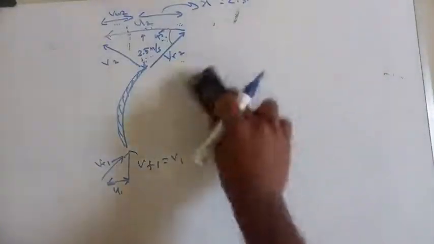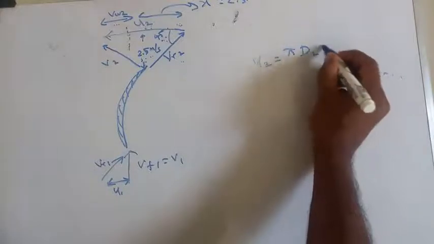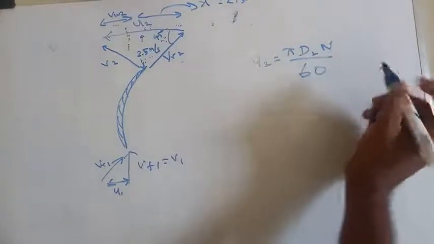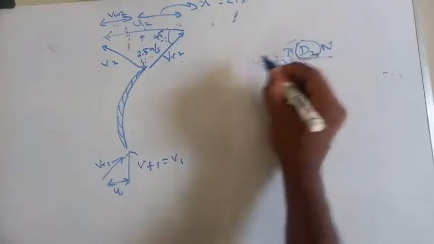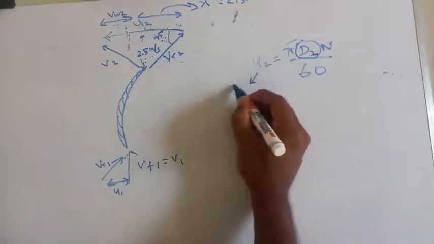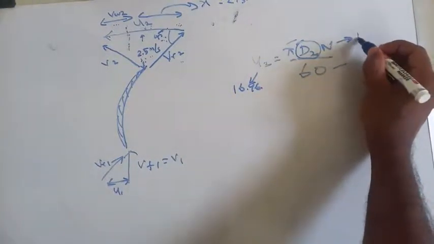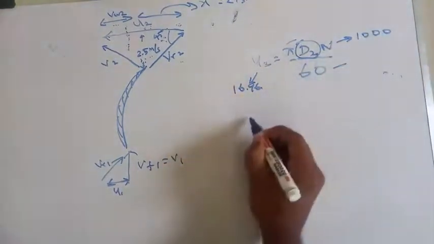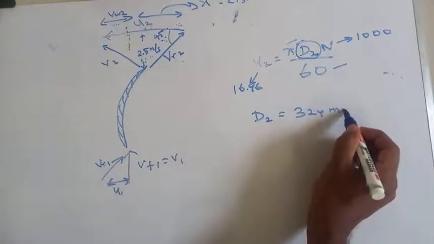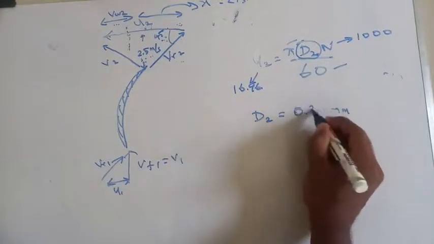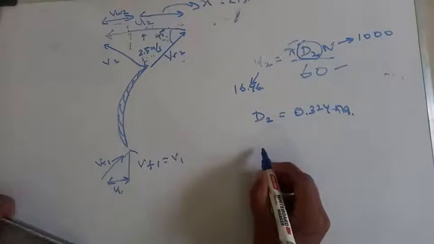If I know U2, I know the formula U2 is equal to pi d2 n by 60. In the first subdivision they asked for d2. I know pi, I know the U2 value is 16.96, I know 60, and I know n is 1000. If I substitute, I will get d2 equal to 324 mm, that means 0.324 meter.